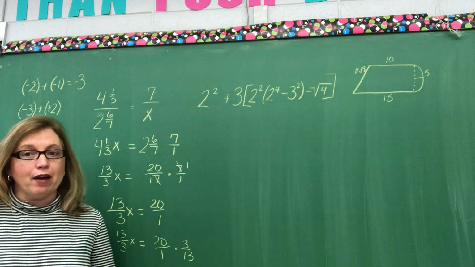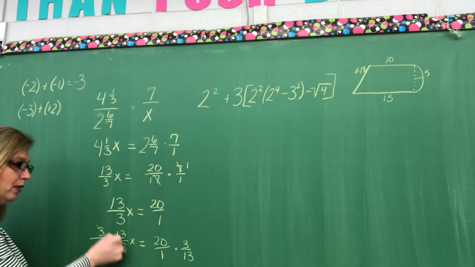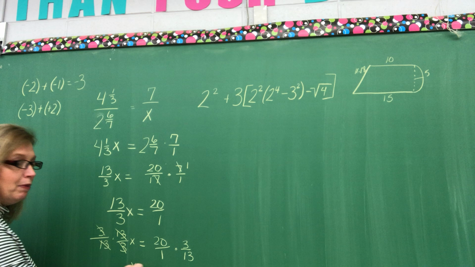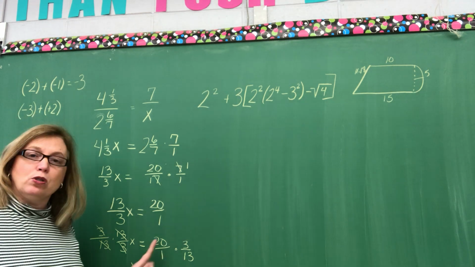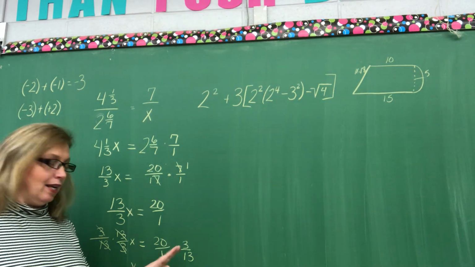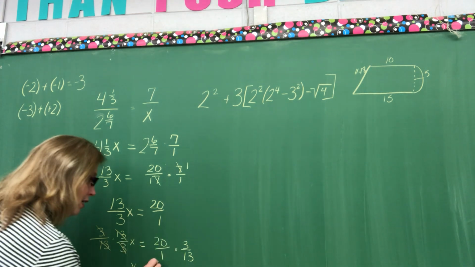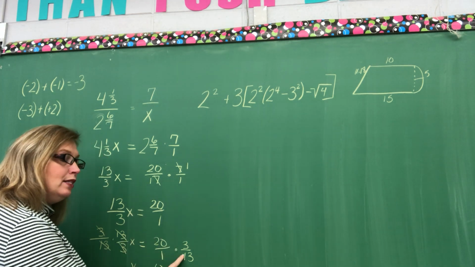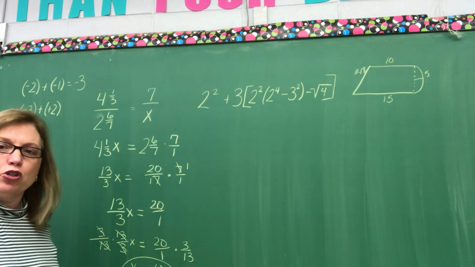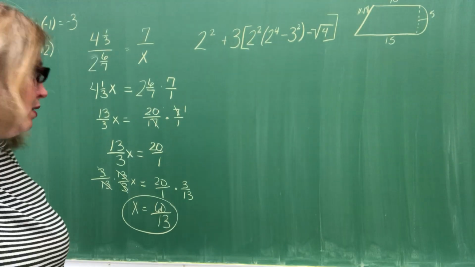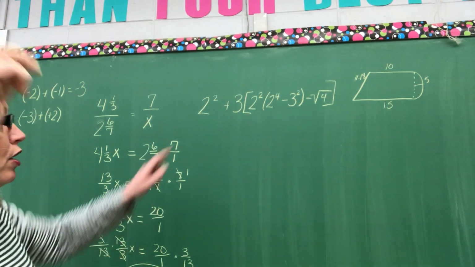3/13. Now it's a matter of canceling things out. So on our left, I can cancel out my 3's and my 13's, leaving me only the x. Then I go to the other side of my problem. Can I cancel my 20 and 13? No. Can I cancel my 3 and the 1? No. So I'm simply going to multiply. 20 times 3 is 60. 1 times 13 is 13. So my answer is, I'm not sure you guys can see that, but the answer is 60. X equals 60/13.